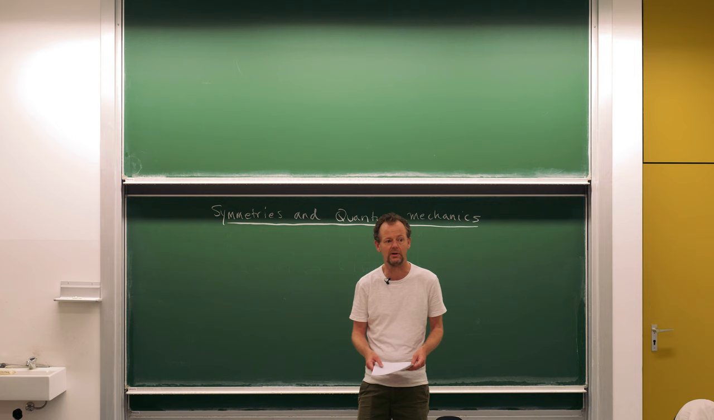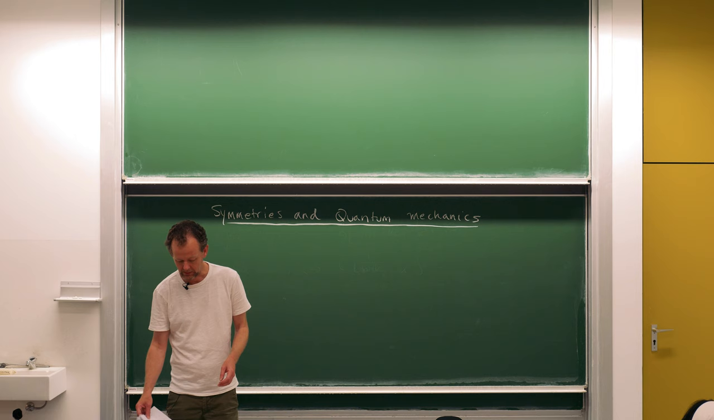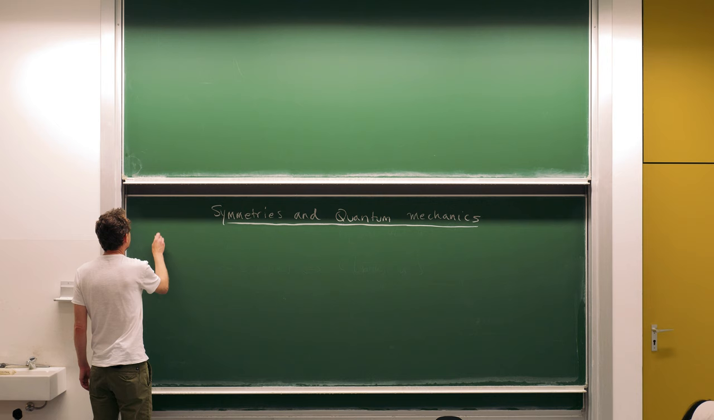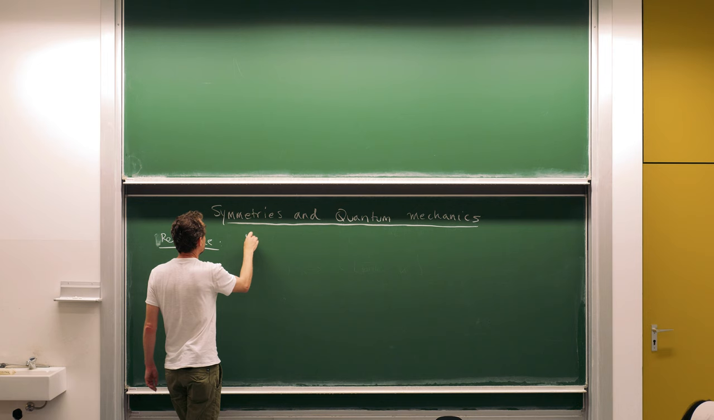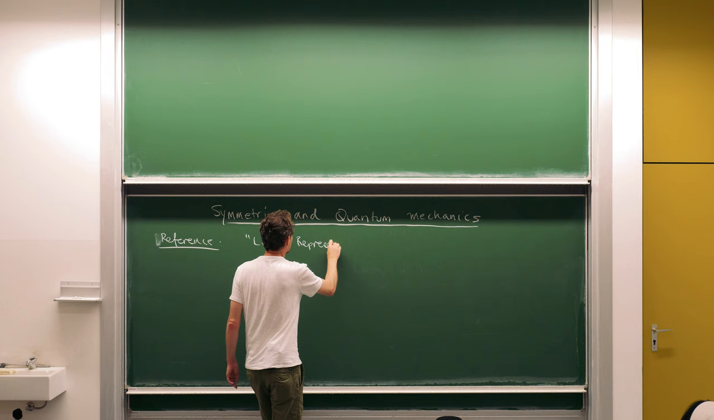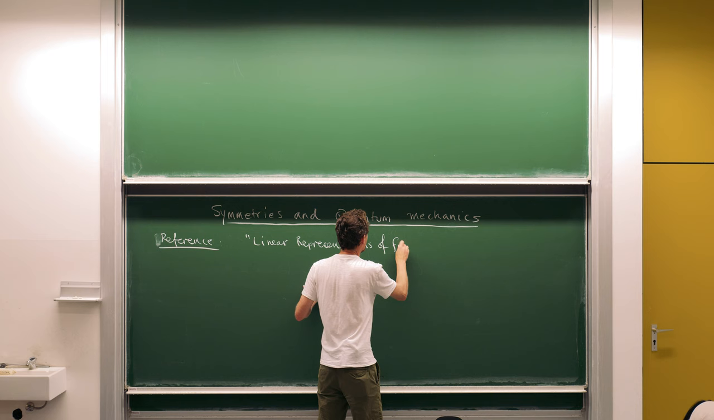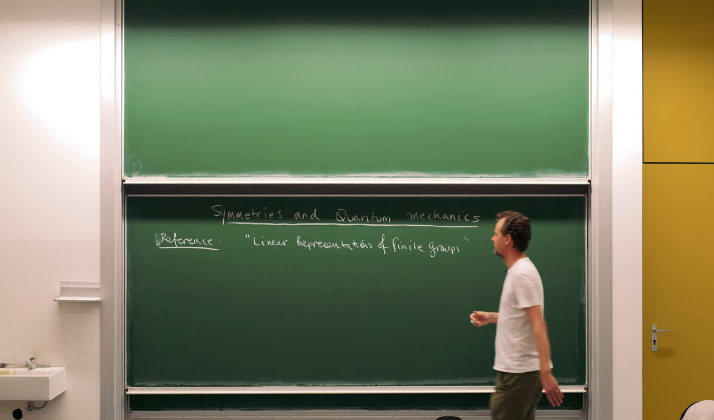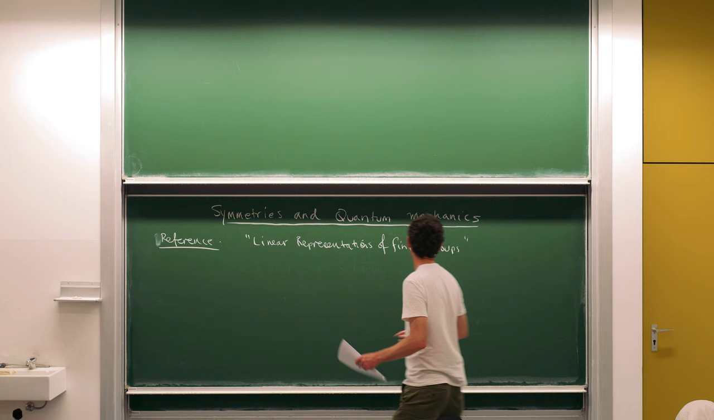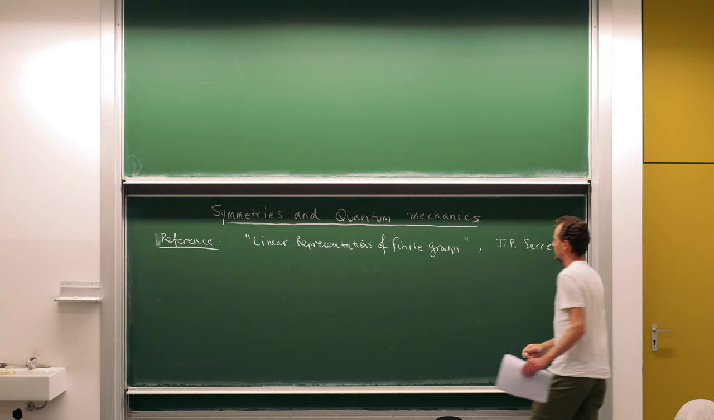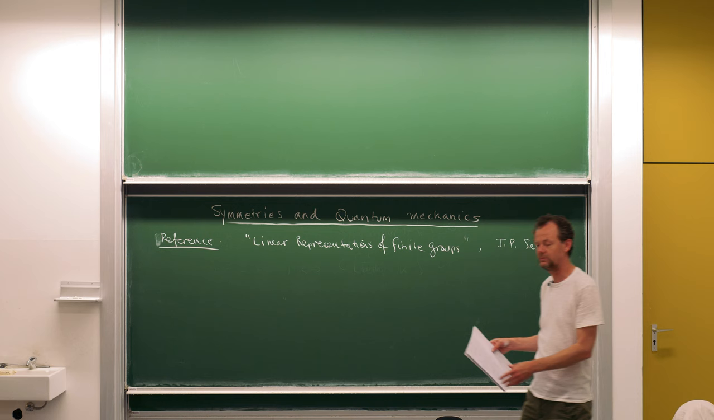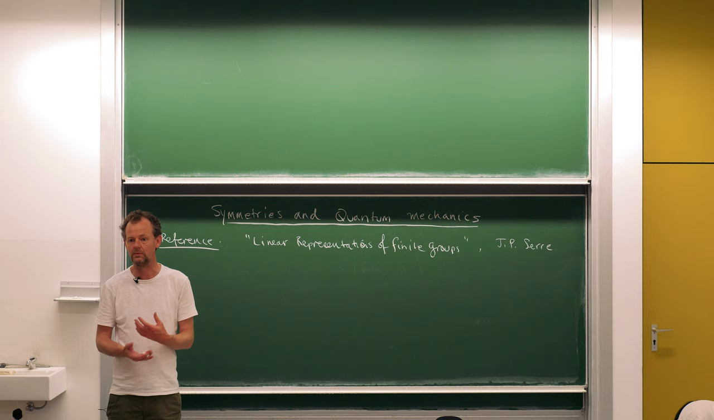So this course is really built on one book, and that's the main reference for this part of this course. It's a book called Linear Representations of Finite Groups, by J.P. Serre. It's a delightful little book. I'll be only covering maybe some 20 or 30 pages of this book. J.P. Serre is a very well-known mathematician, and this book is largely intended for a mathematician audience.